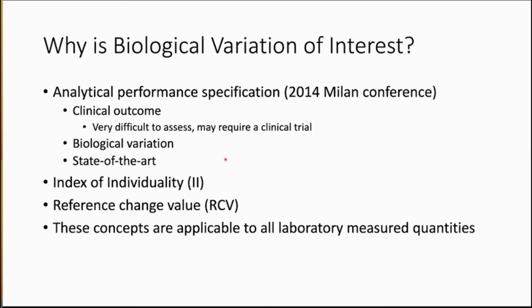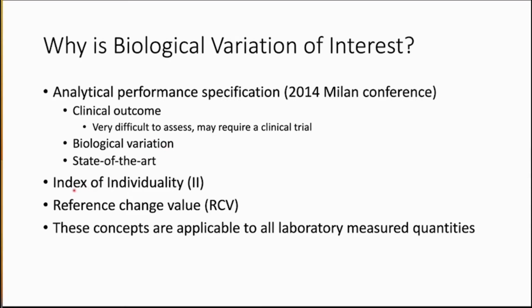So why is this biological variation, and again I'm talking here about within subject biological variation, why is that of interest? And it's of interest for several reasons. One of them is in just deciding the level of analytical performance that's required of analytical measurement equipment. And there was a big conference that was held in 2014 called the Milan Conference, which looked at factors that would be useful for defining analytical performance, and biological variation came up there. I'll talk about this in more detail in a later slide.